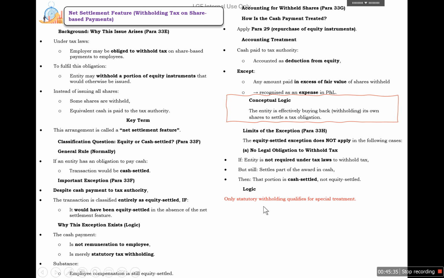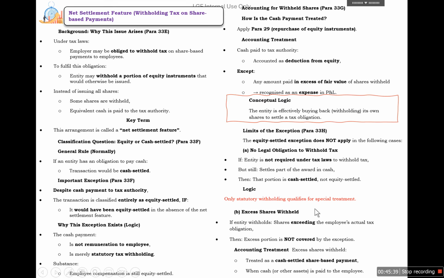So only withholding qualifies for the special treatment. On excess shares withheld: if the entity withholds shares exceeding the employee's actual tax obligation, then the excess portion is not covered by the exception. For accounting treatment, the excess shares withheld will be treated as a cash settled share based payment when cash is paid to the employees.